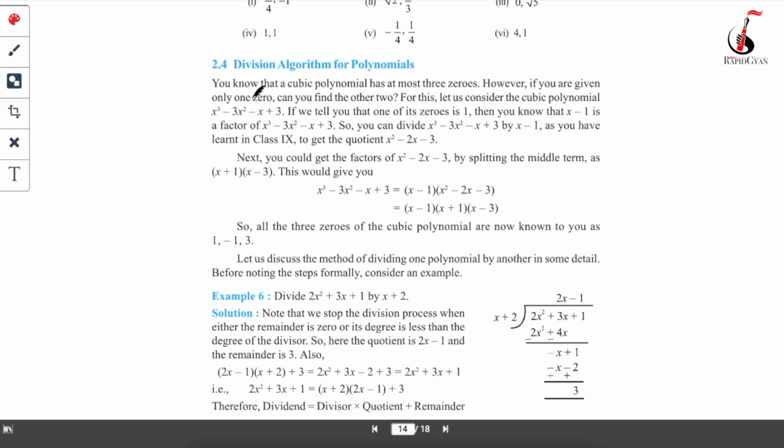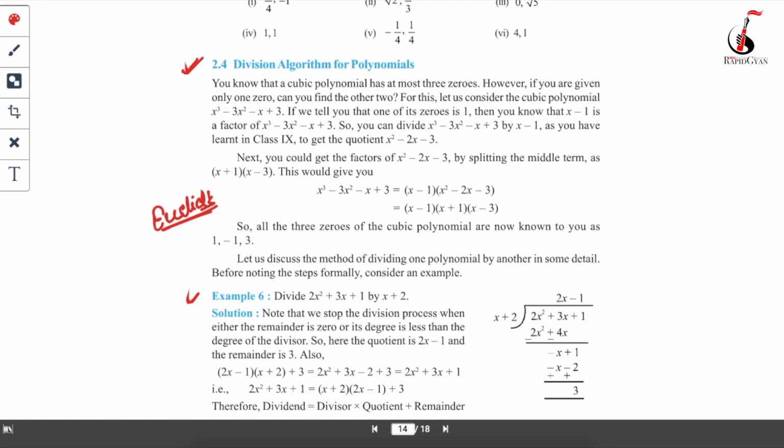Hello everyone. So today we are going to start division algorithm for polynomials. Before explaining what the division algorithm is, we will first start with this exercise, example 6, and after that I will explain what exactly the division algorithm is. I hope you are aware of Euclid's division lemma, which we studied in the previous chapter. This is something similar to that. So let's solve this first question.